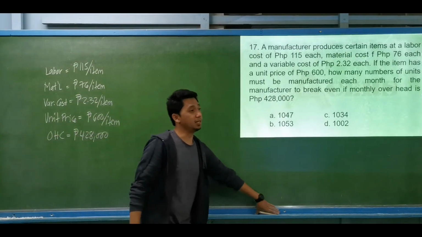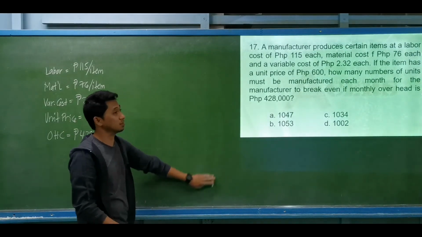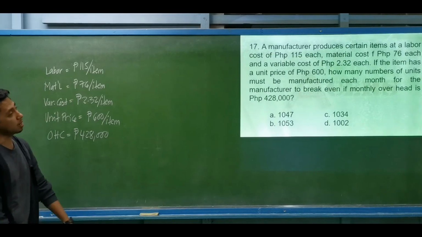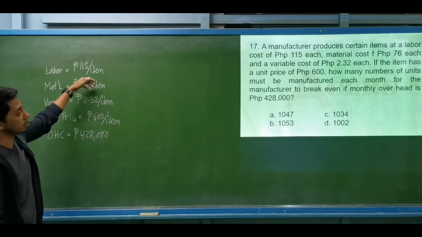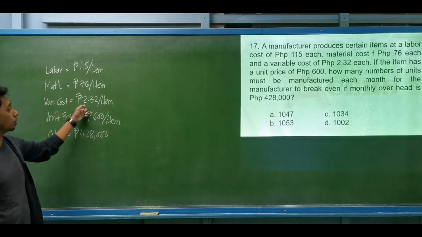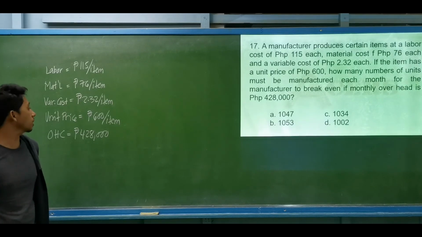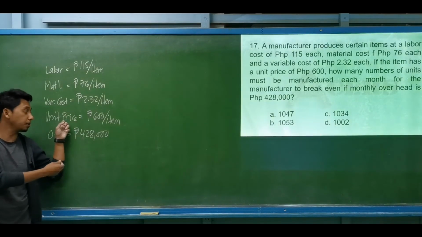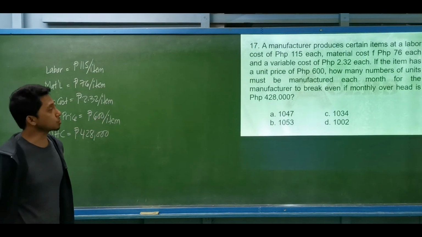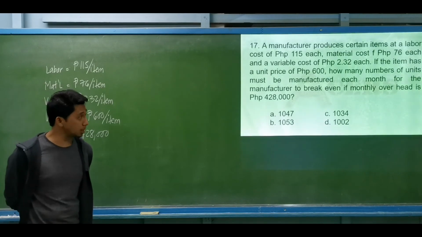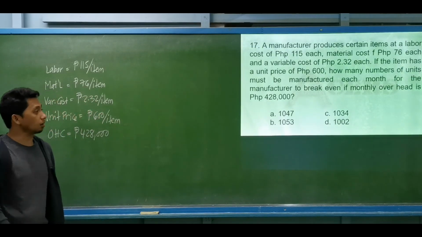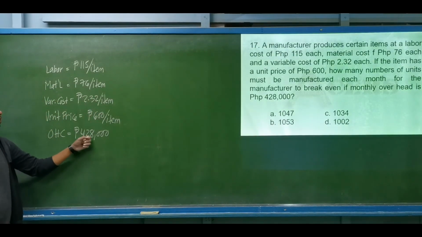So our next example will be under break-even analysis. A manufacturer produces certain items at a labor cost of 100 pesos per item, material 76 pesos each, and a variable cost of 2.32 per item. If the item has a unit price, which means you can sell per item at 600 pesos, or that is the selling price, how many units must be manufactured each month for the manufacturer to break even if the monthly overhead, that is the overhead cost, is 428,000?